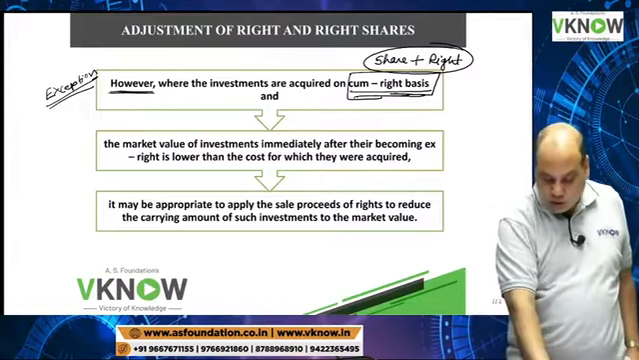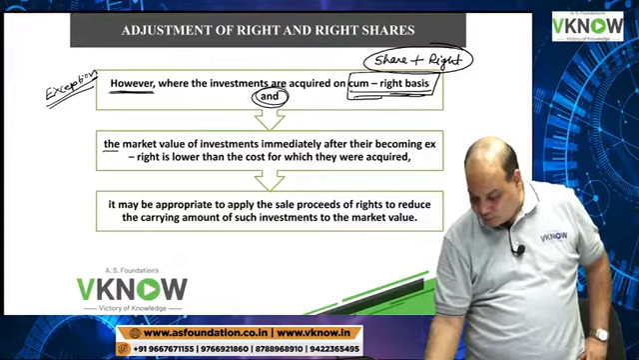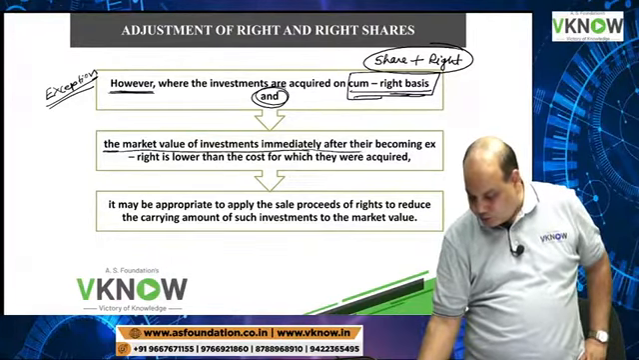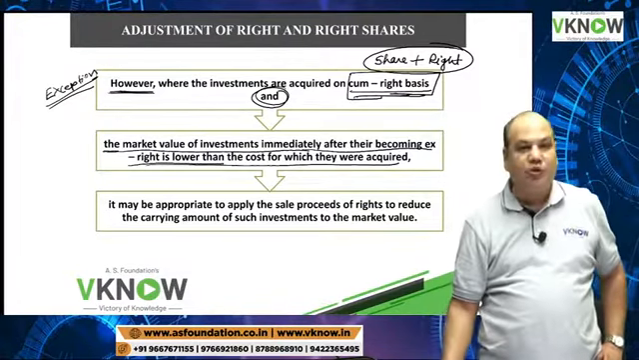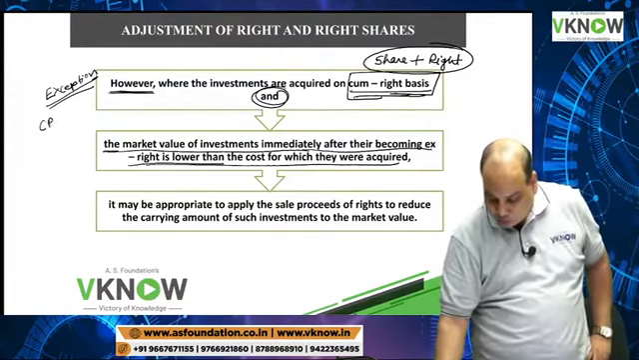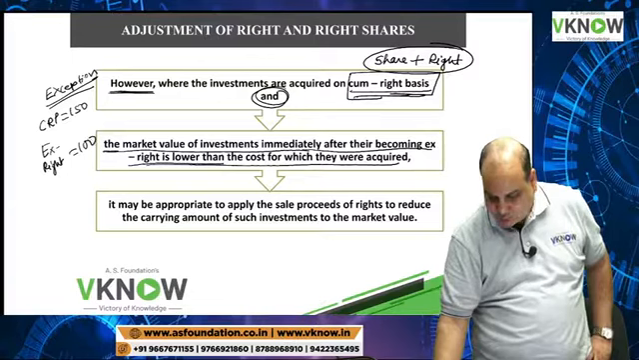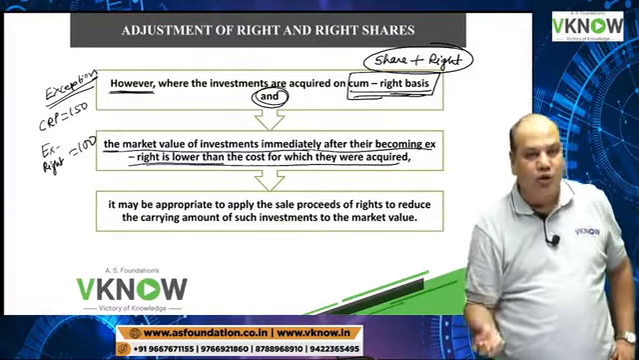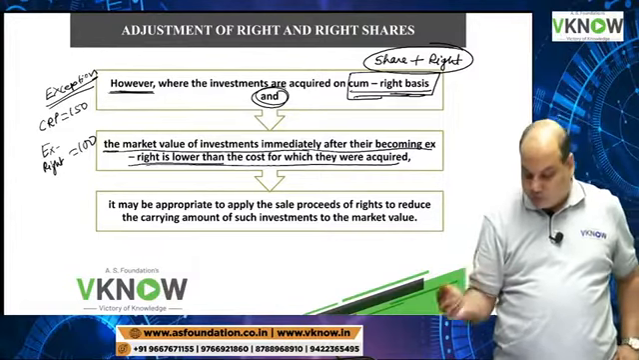Later you sold the rights, and the market value of the investment immediately after their becoming ex-right is lower than the cost for which they were acquired. So cum-right price is 150 rupees and ex-right price is 100 rupees. Market price became lower. Usually that is what happens because the number of shares increases.